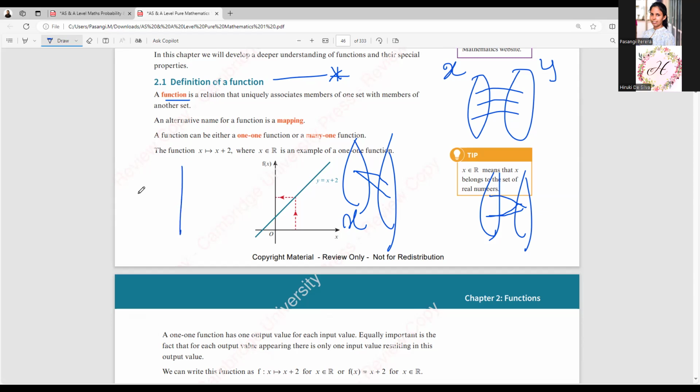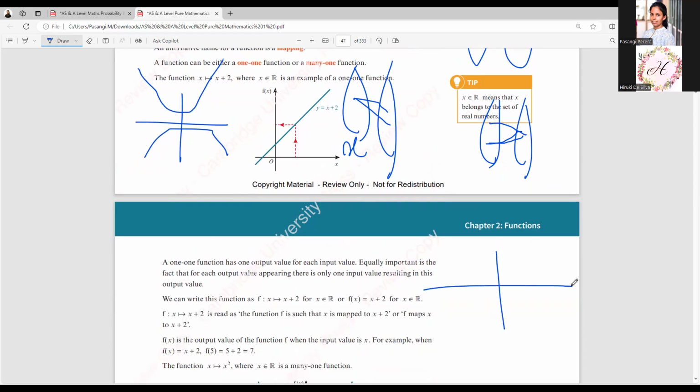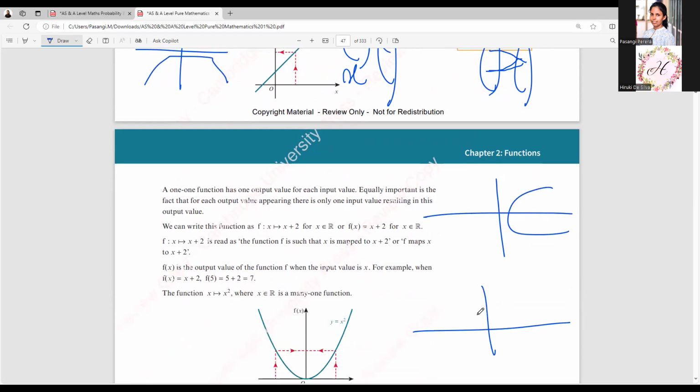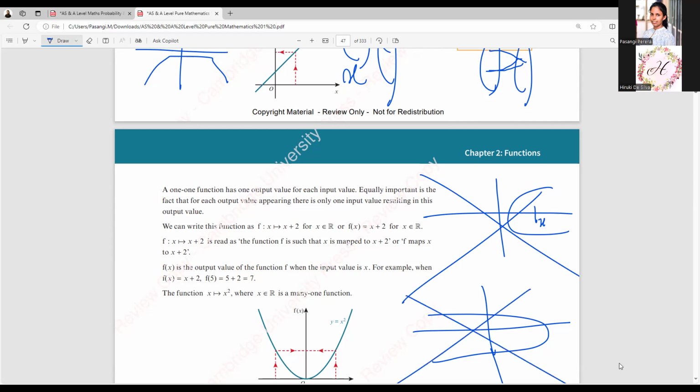If I tell you with graphs, you may have these types of graphs that we can take as functions, because per x value, per input value, we have only one y value. But what will happen if we have a graph like this? For this particular x value, we have two y values. That is not a function. This is not a function. I'm just explaining in brief.